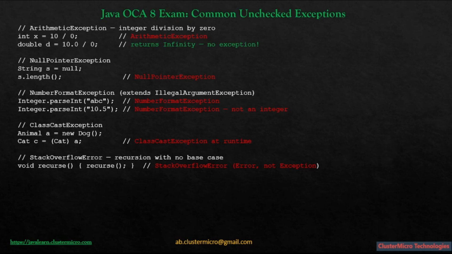Remember that number format exception extends illegal argument exception. Okay, so it sits under runtime exception, unchecked, no catch is required. And then we have ClassCastException, right?